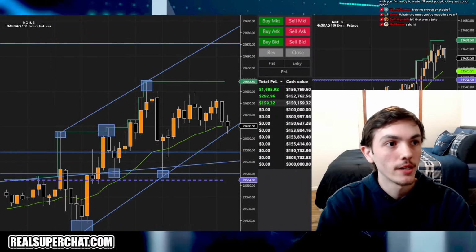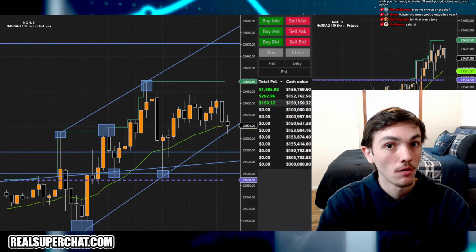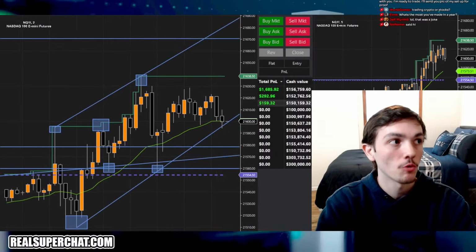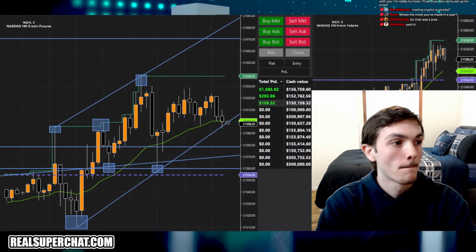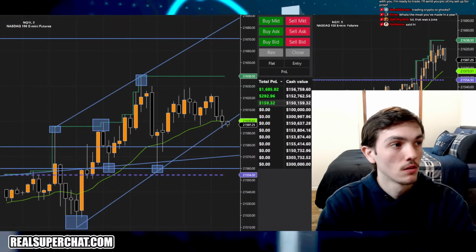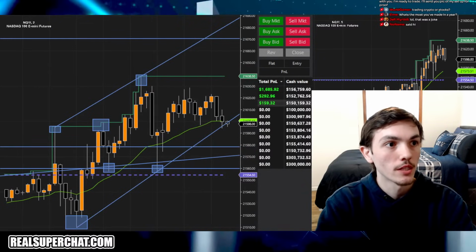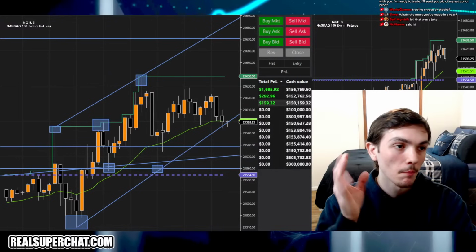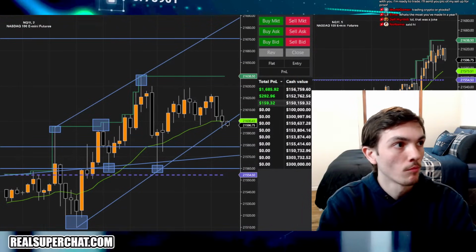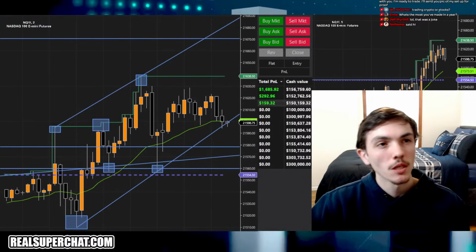Options trading is very fun, but you can also lose a lot of money very fast if you don't know what you're doing. The theta, it's just a lot. It's the same mindset you need, but it's just different trading. Sort of similar, but different.